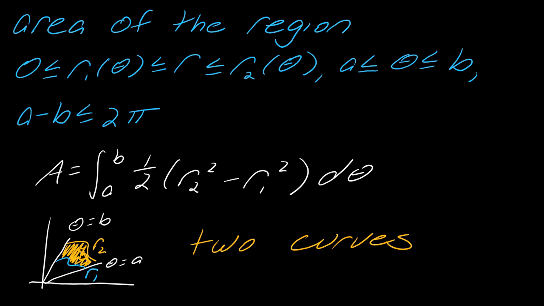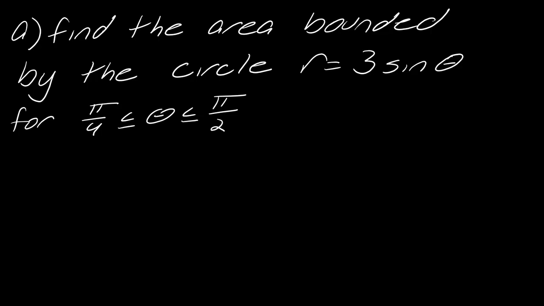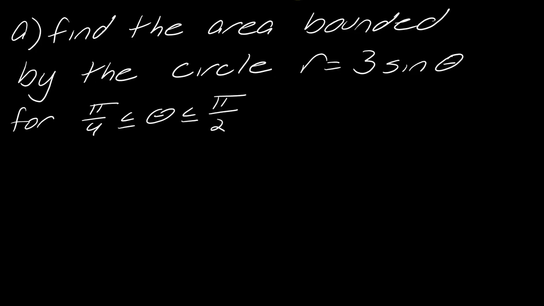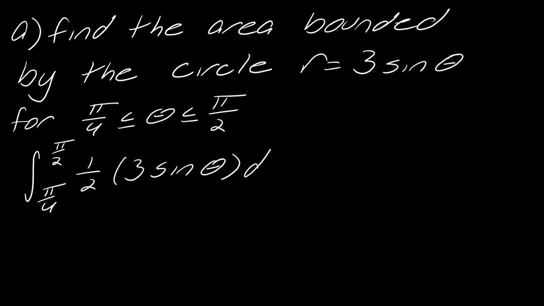So it's pretty straightforward as to what formulas you might want to use. For instance, if I were to ask you to find the area bounded by the circle r equals 3 sine theta for theta between pi over 4 and pi over 2, well, this is one curve. So I can go ahead and use this formula here. I'm going to set this up: from pi over 4 to pi over 2, 1/2, and where my r squared is, I'm going to replace this with (3 sine theta) squared d theta.